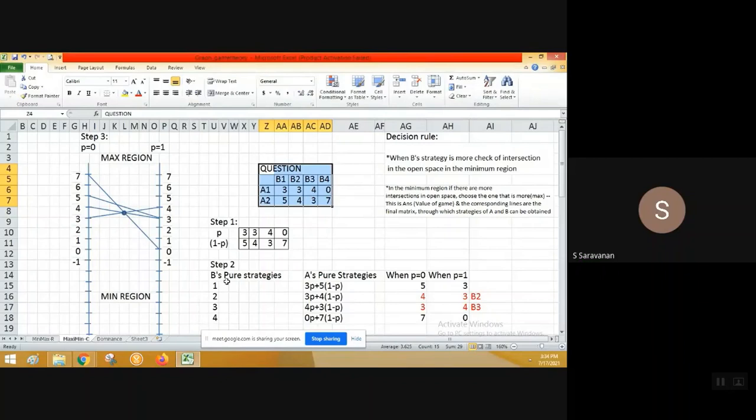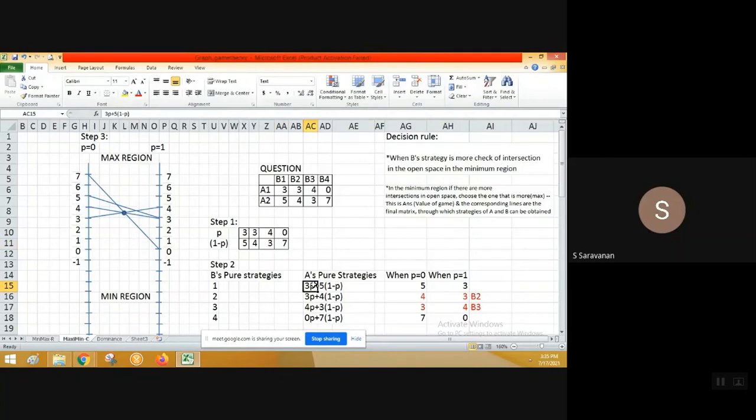Step 2. Again 4 columns, but here the columns are B's pure strategies, because B has more strategies, and now we are going to frame an equation for A's pure strategy. So 3P plus 5 into 1 minus P; 3P plus 4 into 1 minus P; 4P plus 3 into 1 minus P; and the last one, 0P plus 7 into 1 minus P. I have made an equation for A here, because A's strategy is lesser and B's strategy is higher.